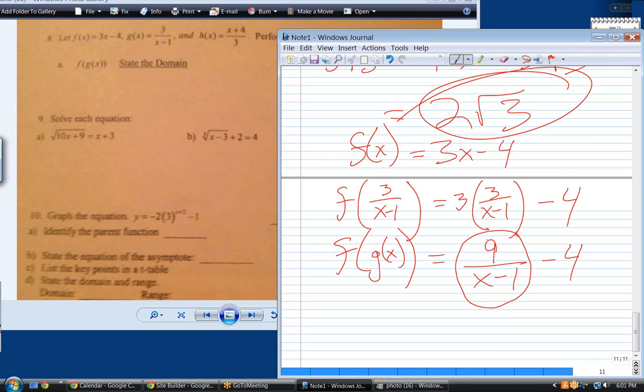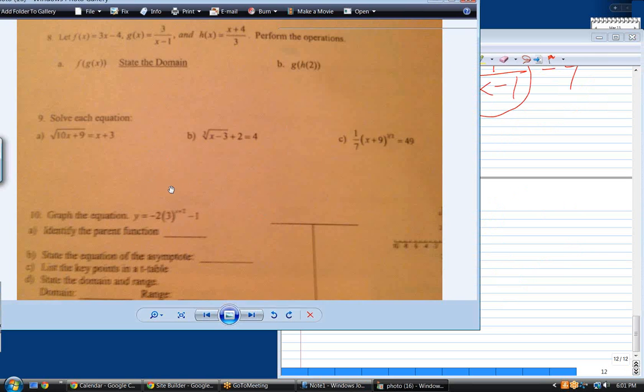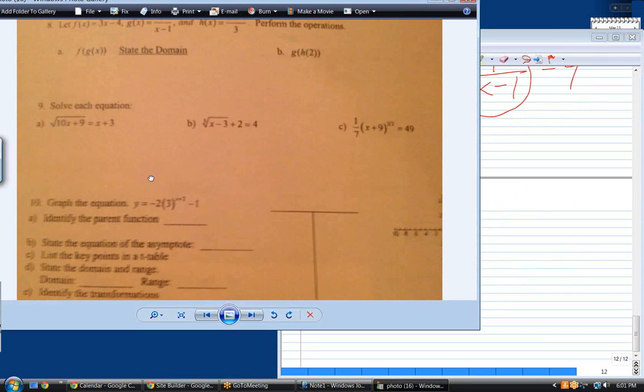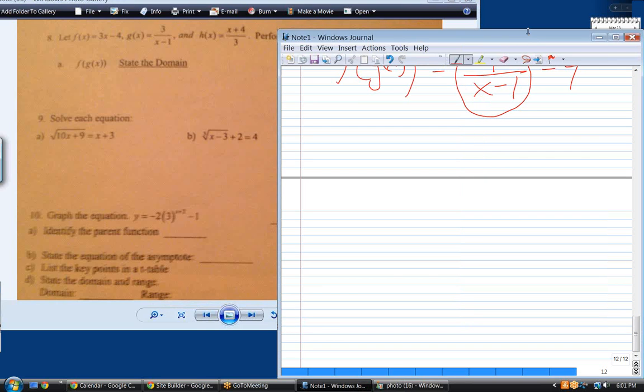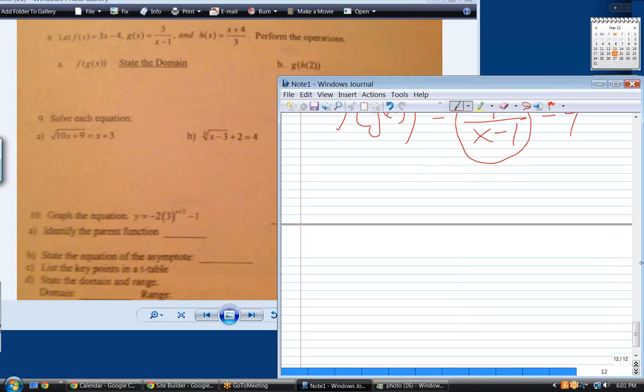Now let's do the reverse, where we start with this function and we substitute this, our domain stays with the original function. The original function has the most restrictive domain, so we can't violate that, no matter what. So g of f of x would still have a domain of can't be 1, because you can't divide by 0. All right. Let's look at what is g of h of 2. Start from the inside and work your way out. What's h of 2?